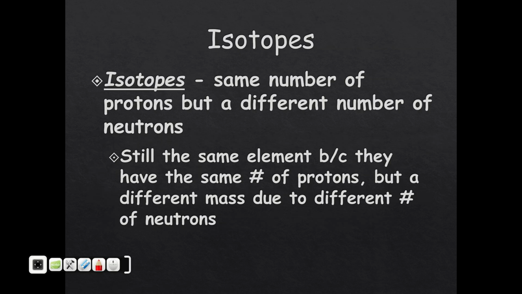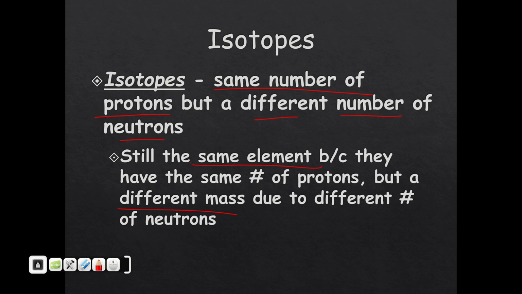All right, last thing, isotopes. We mentioned this briefly in the model video, okay? Isotopes are atoms that have the same number of protons, meaning that they are the same element. This is the key thing. They have the same number of protons, they are the same element, but they have a different number of neutrons, so they have a different mass. So isotopes are the same element, but with different masses, because they have different numbers of neutrons.